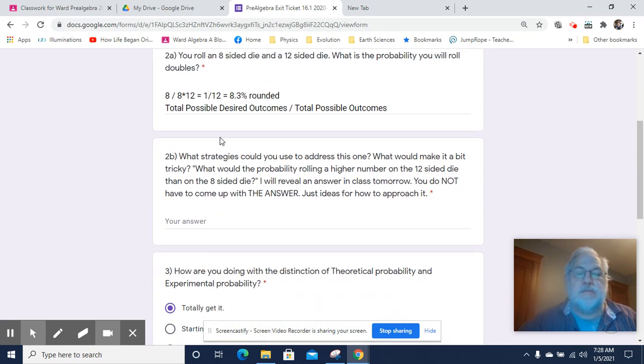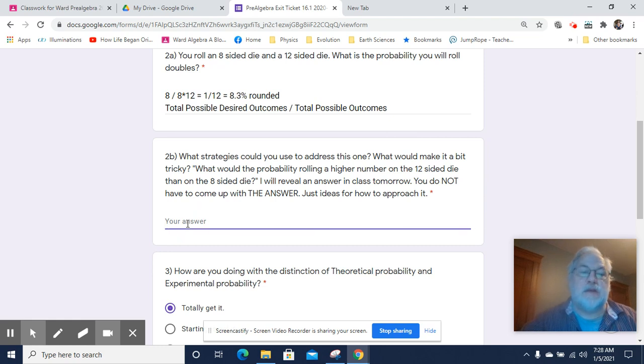Now, this next one is a bit trickier, and I'm going to reveal the answer tomorrow. Right now, I just want you to come up with some strategies. What would the probability be of rolling a higher number on a 12-sided die than on the 8-sided die?